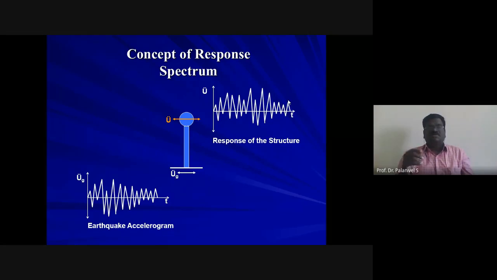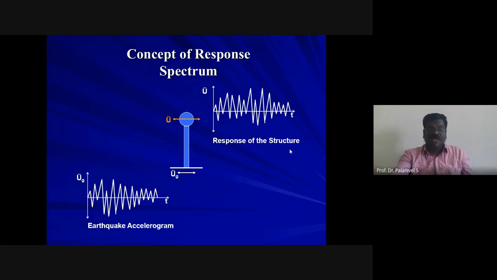Now, the concept of response spectrum you will be learning in the structural dynamics subject. However, I will brief it here. Why do I brief it here? Because I am going to use response spectrum. I am going to teach you the seismic coefficient method, and in the seismic coefficient method, I have to teach you what is meant by response spectrum. That is why I want to discuss it with you now.